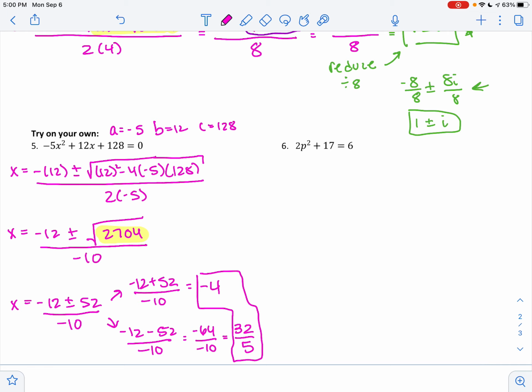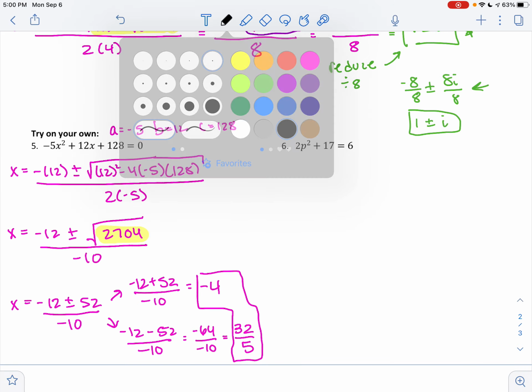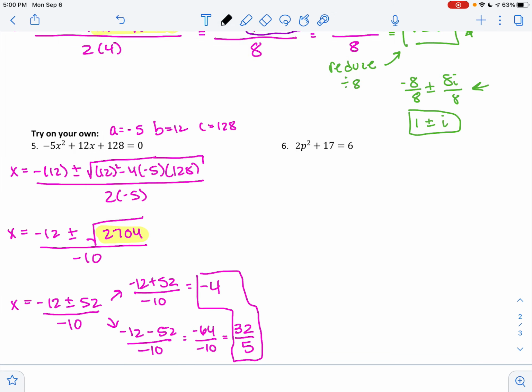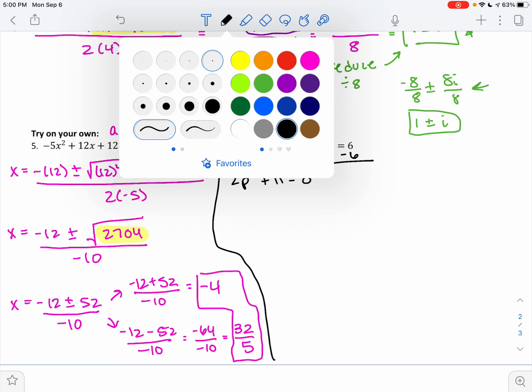Let's look at example 6. The first thing I notice on example 6 is that this is not in standard form. And so the first thing I need to do is subtract 6 on both sides to make it equal 0. So I will have 2p squared plus 11 equals 0. This is now in standard form.